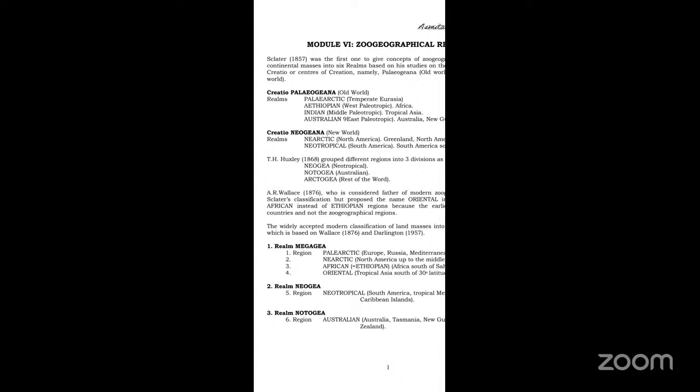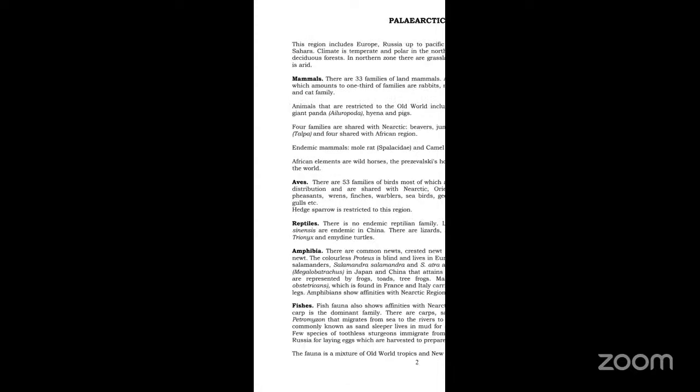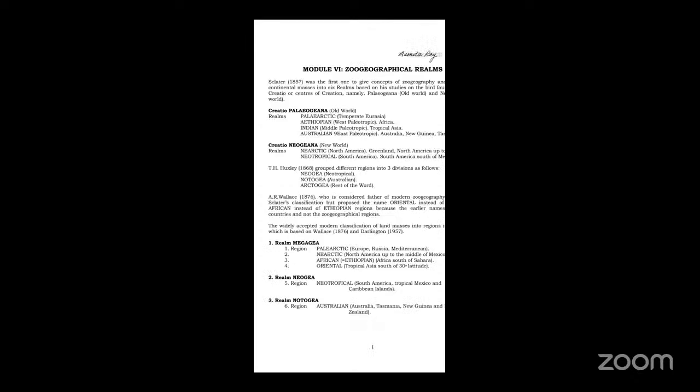Now we'll see one by one what the different regions are. The first one is the Palearctic region. Now we have already seen that zoogeography is nothing but the study of the distribution of the fauna, that is, the distribution of the animals throughout the world. The first scientist who gave the concept of zoogeography was Sclater in the year 1857. His concept of zoogeography was based on his studies on the bird fauna.